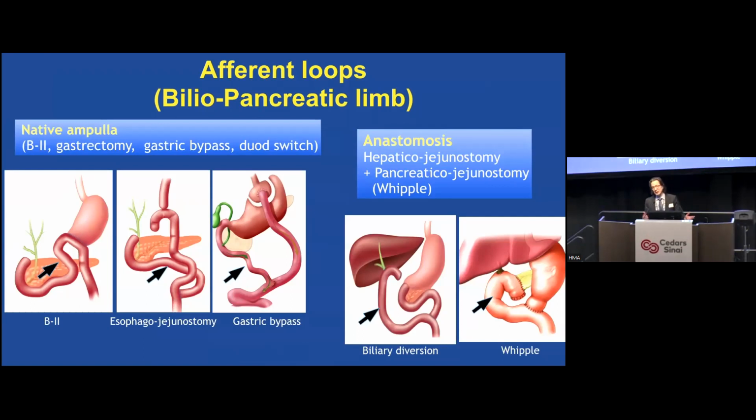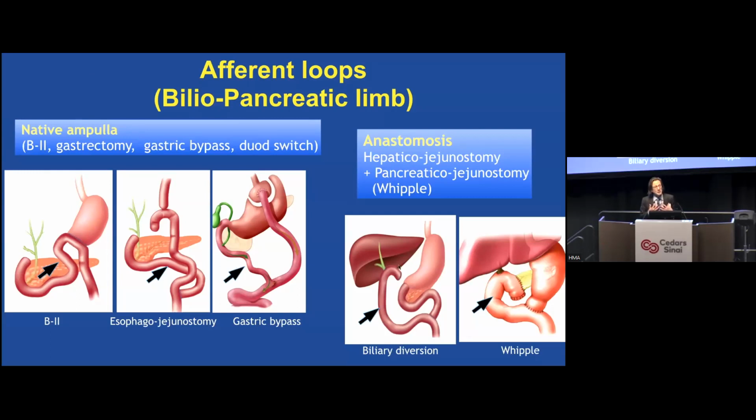So what's an afferent loop? It's also called the biliopancreatic limb. The surgeon divides the small bowel and reconstructs it with two limbs, with two separate passageways. One passageway is the efferent limb, and that's to pass food. The other limb is for bile and pancreatic juice passage. That's the afferent limb. So here you can see the arrows showing the afferent limb.